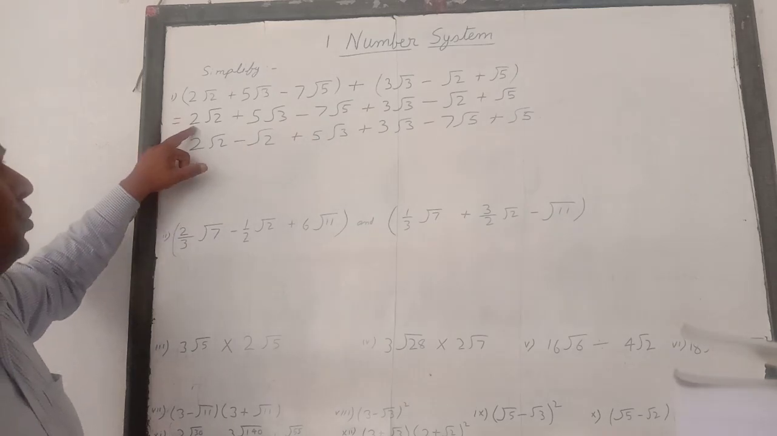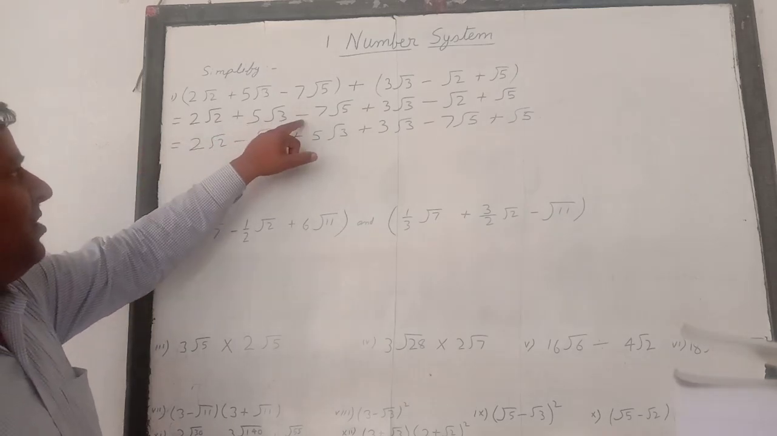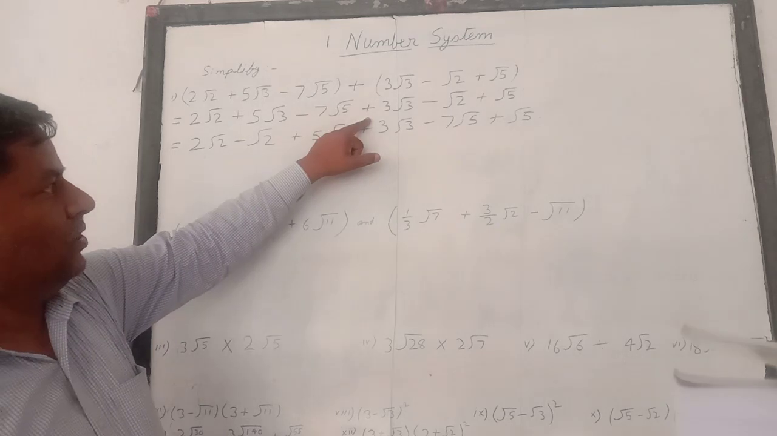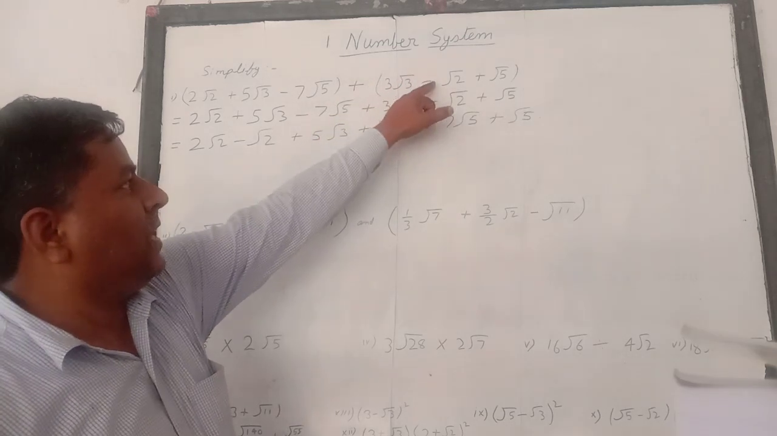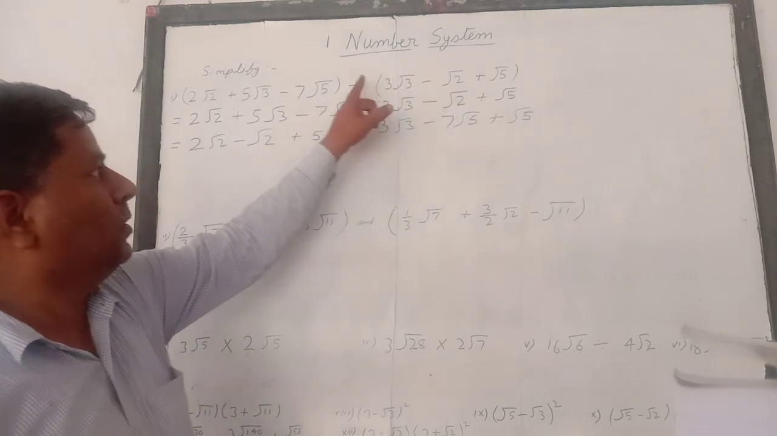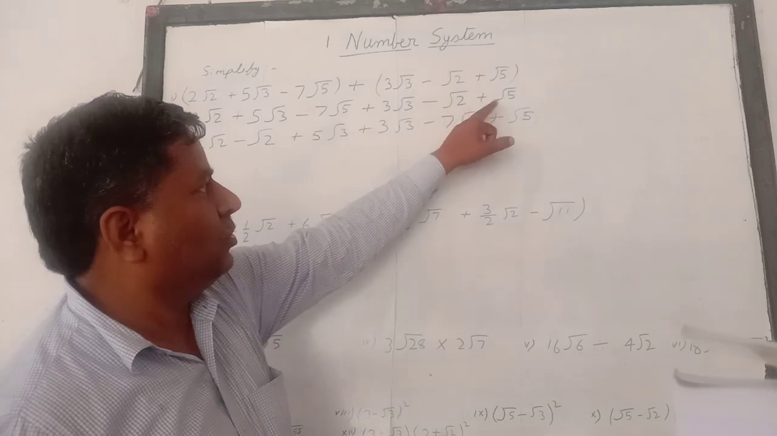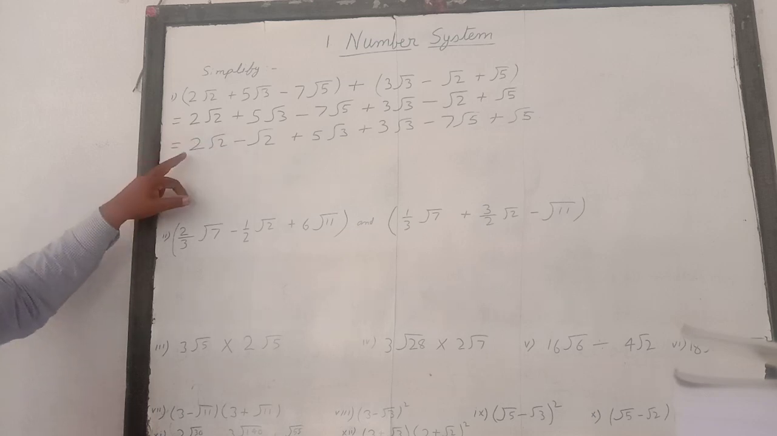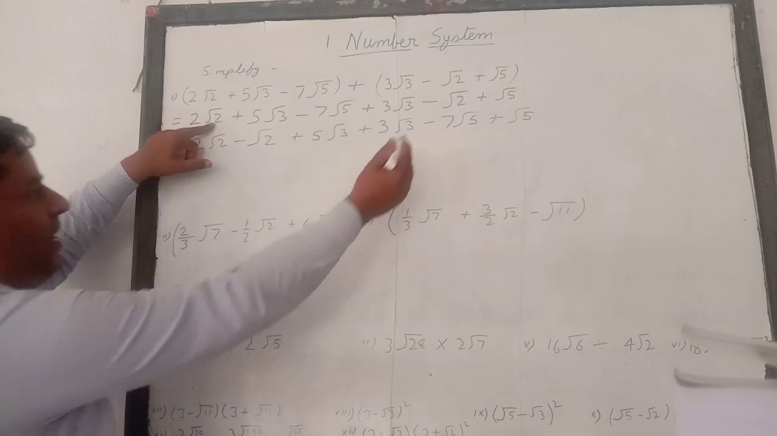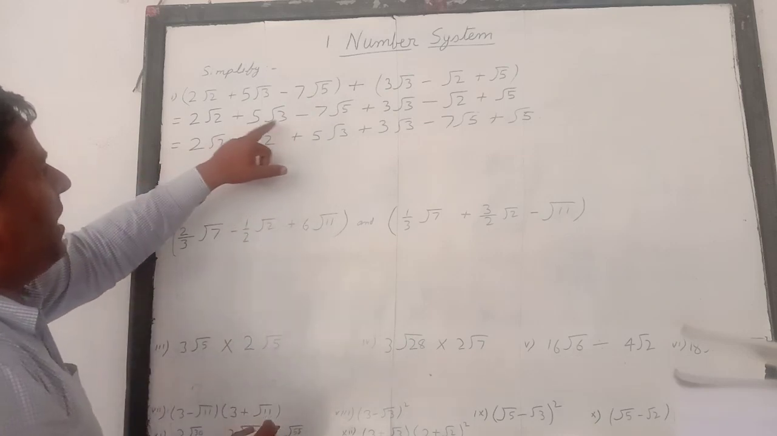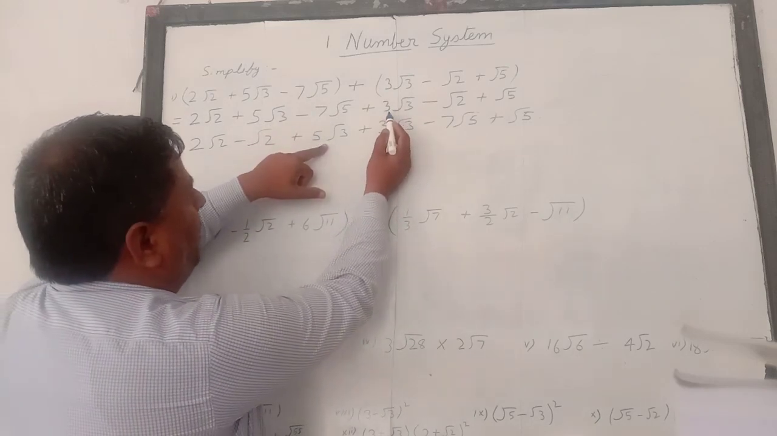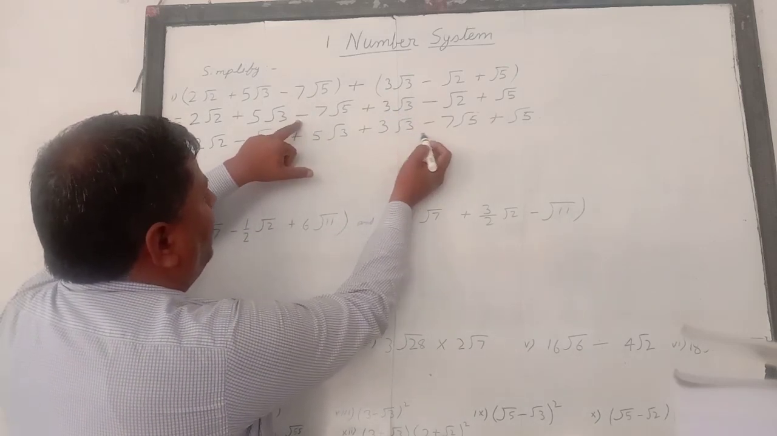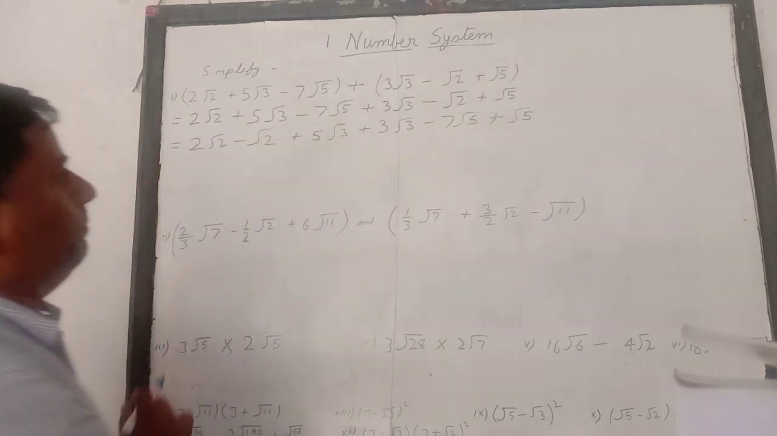So then we will have 2 root 2 plus 5 root 3 minus 7 root 5 plus 3 root 3 minus root 2 plus root 5. Then we have to arrange according to the root. So we have to arrange like terms together. So first we have 2 root 2, here we have minus root 2, then 5 root 3, here we have plus 3 root 3, then minus 7 root 5 plus root 5.